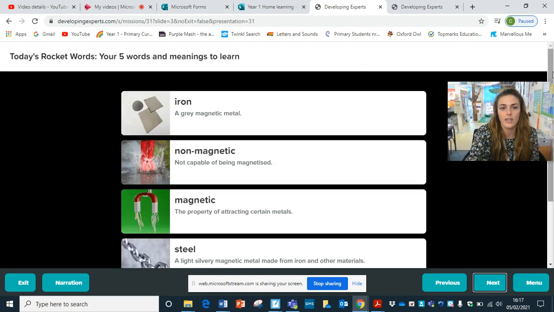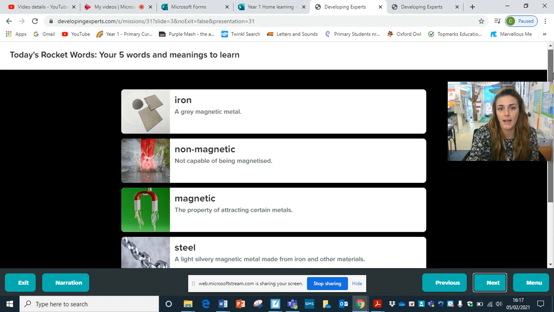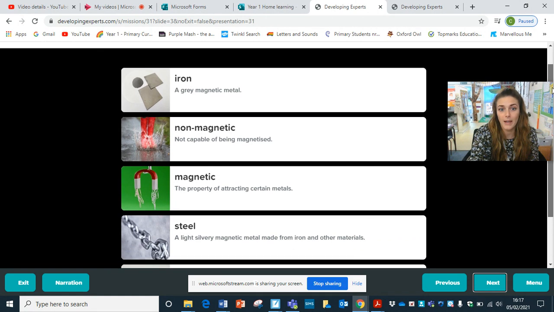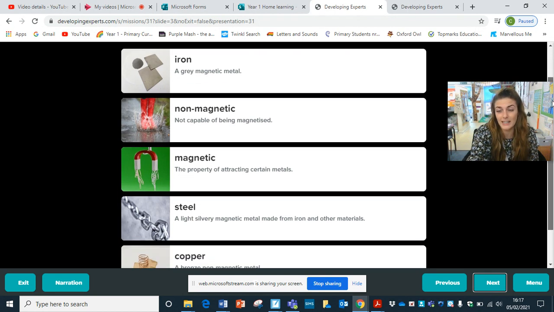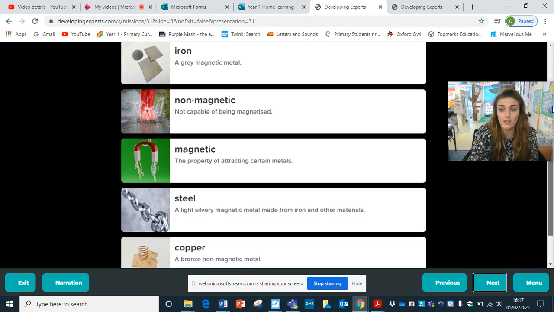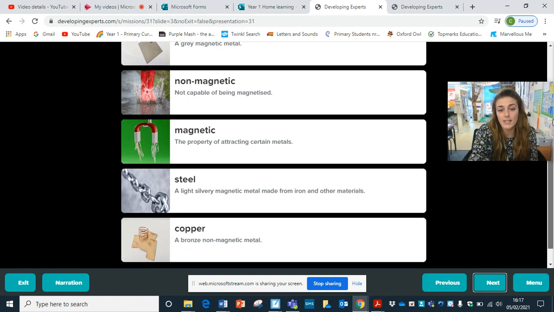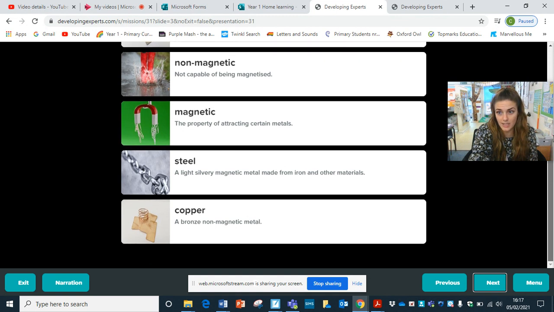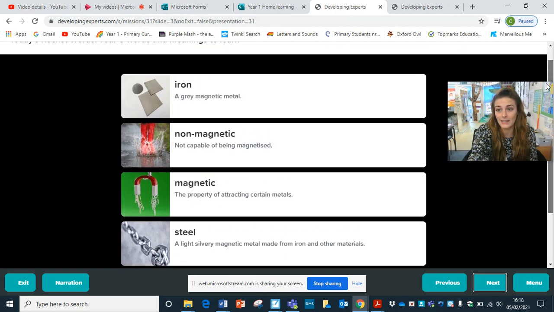Okay, so your keywords are iron, which is a grey magnetic metal. Non-magnetic is not capable of being magnetized. Basically, non-magnetic, it's not magnetic. Magnetic is the property of attracting certain metals, so anything that's metal. And then steel is a light silvery magnetic metal made from iron and other materials as well. And then copper is a bronze non-magnetic metal. So it's not magnetic, okay?